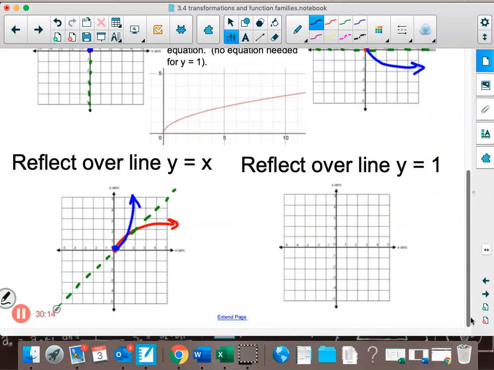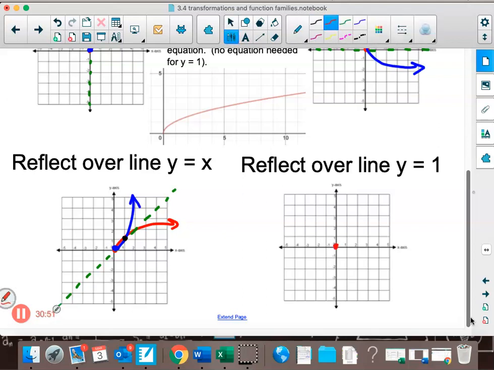But if you're reflecting over the line y equals x, 1, 1 stays 1, 1. But pretend this is such a bad graph. But anyway, pretend this is 4, 2. 4, 2 now becomes 2, 4. So 9, 3 is now 3, 9. Why? Because when you reflect over y equals x, your y's become x's and your x's become y's. Right? All of your variables swap. All right, last one.